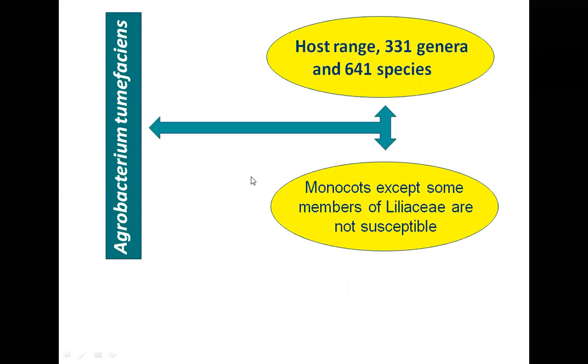Now this is the host range of this particular bacterium. The host range is about 331 genera and 641 species that it can infect. Monocots generally, usually, are not infected. Except some members of family Liliaceae, they are not susceptible. Monocots are, as a general rule, not affected by this particular bacterium, except some members of family Liliaceae.